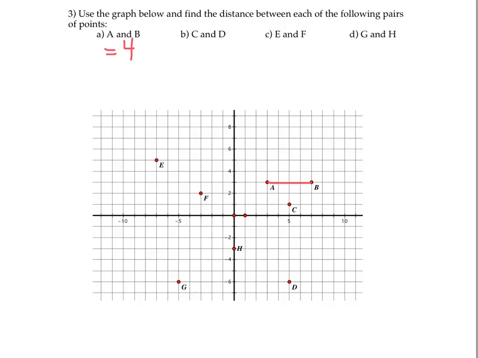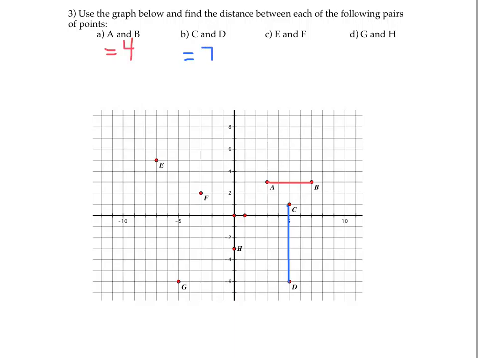Okay, just as easy as finding the distance between a horizontal pair of points is finding the distance between a vertical pair of points, and that's what we've got in the second case. If we want to find the distance between C and D, draw in that line segment, and then count the number of squares in between. 1, 2, 3, 4, 5, 6, 7. So the distance between C and D is 7 units.